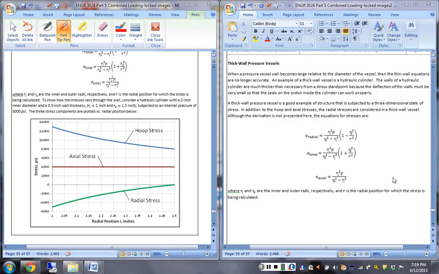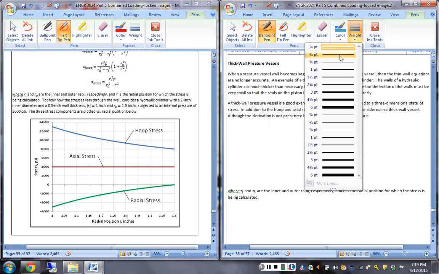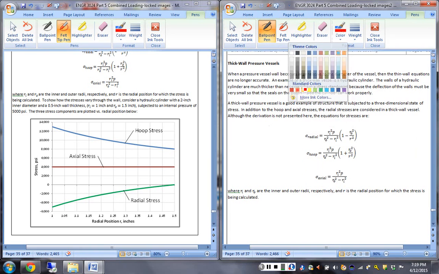Starting again on a thick-walled pressure vessel, technical difficulties at the end of the last one notwithstanding. This is the only case in this course where we will consider a true three-dimensional stress state. When these pressure vessel walls become thick with respect to the diameter of the vessel, then our thin-walled equations no longer work.